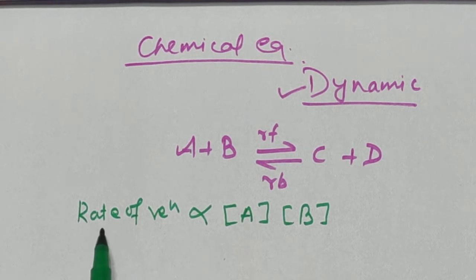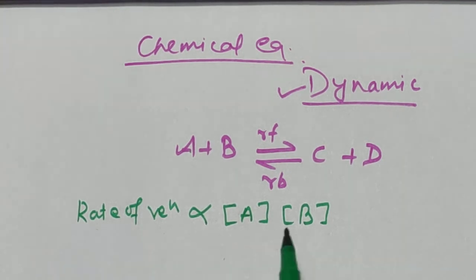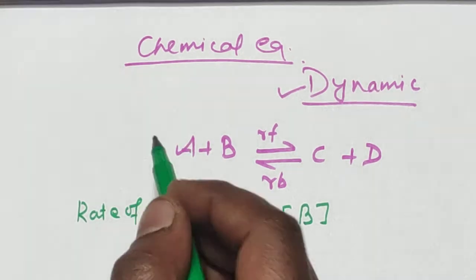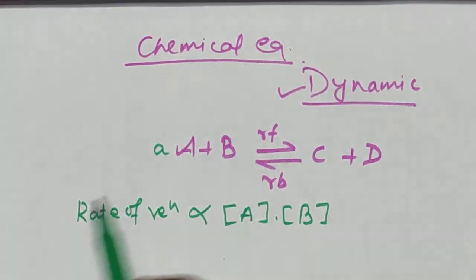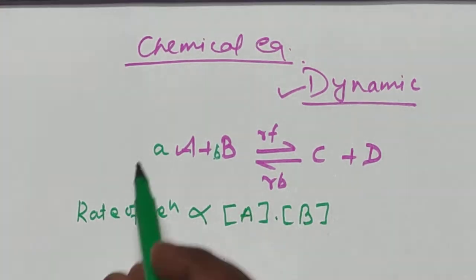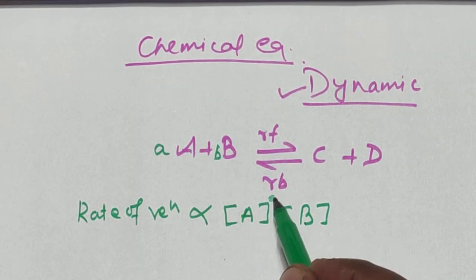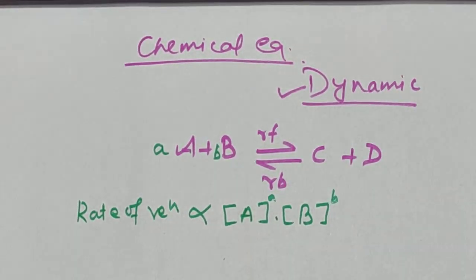It means the rate of reaction is directly proportional to the product of the active masses of the reactants, raised to the power of their stoichiometric coefficients. Suppose the stoichiometric coefficients are small a for A and small b for B. In that case, this small a will go to the power, and this small b will go to the power. So this is the rate of reaction.